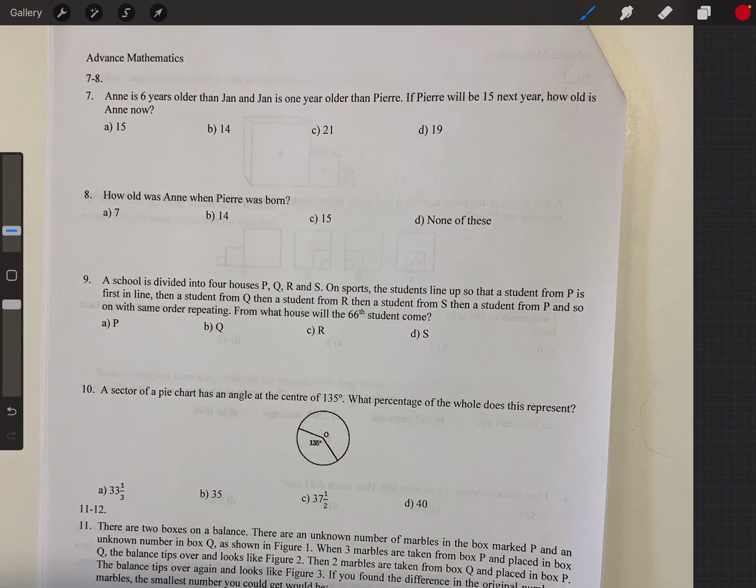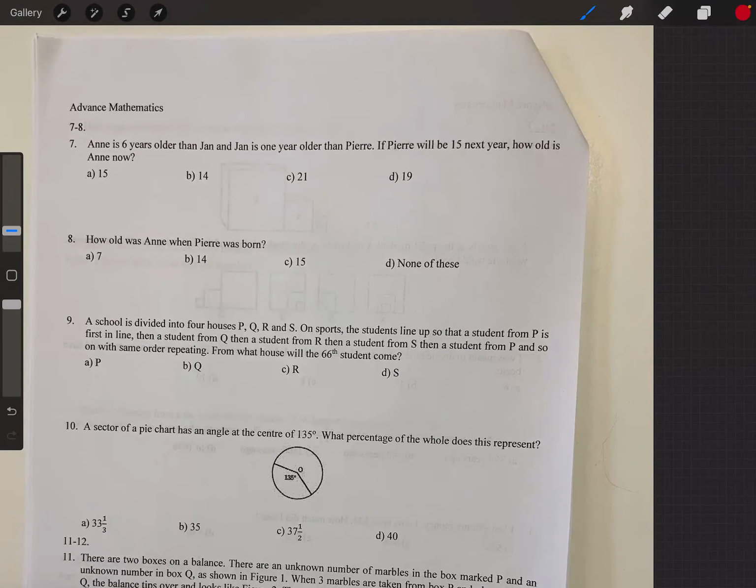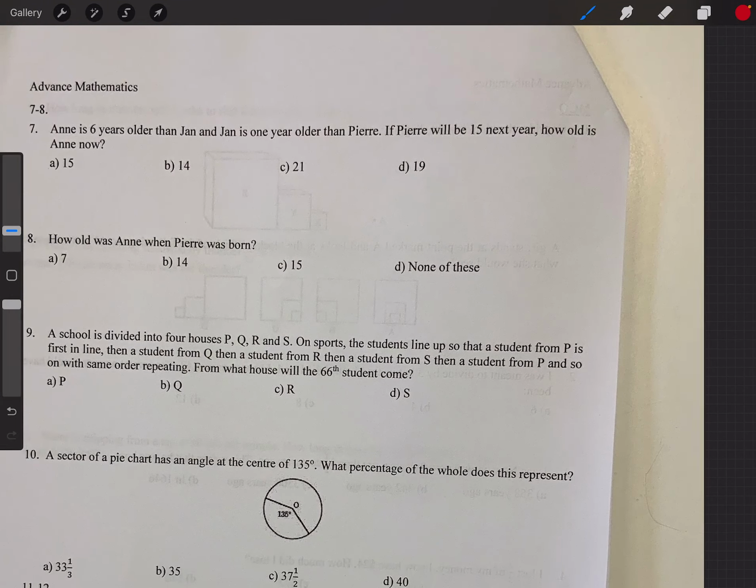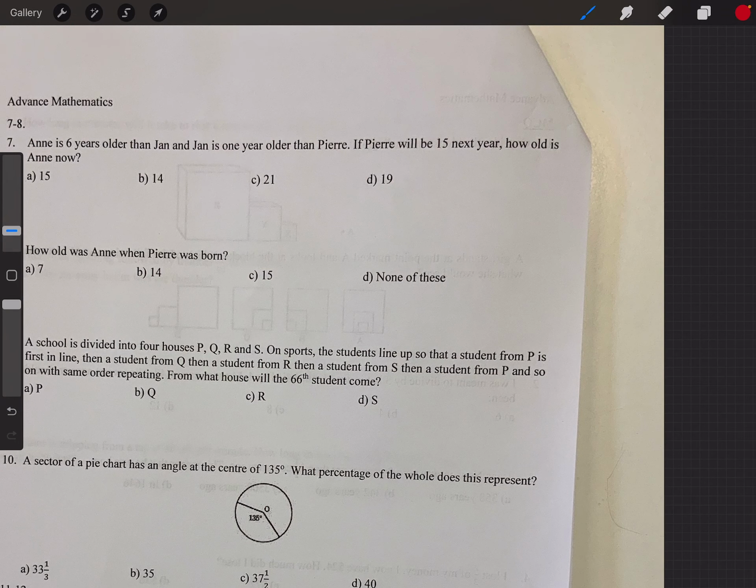Anne is 6 years older than Jan, and Jan is 1 year older than Pierre. If Pierre will be 15 years next year, how old is Anne now? Okay, so Pierre, you got Jan and Anne. Now Pierre will be 15 years next year. That means this year he's only 14 because next year is 15. So right now he must be 14.